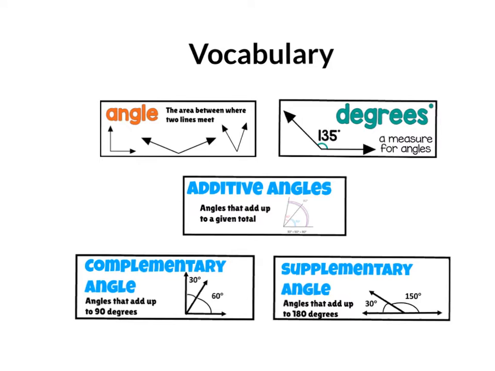Let's start off by looking at some vocab. First up, we have angle. An angle is the area between where two lines meet. So if you see the 3 examples on this vocab card, when we're measuring angles, we're measuring the area between where 2 lines meet. So we label our angles with these little arcs, and when we see a perfect square corner like this one, we mark it with a little box to show that it's 90 degrees.